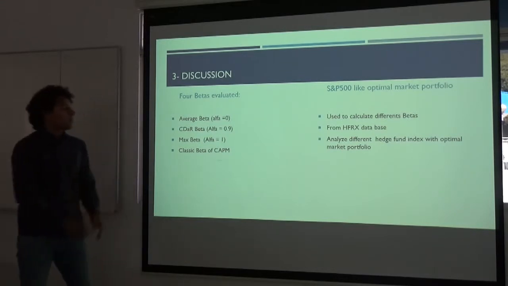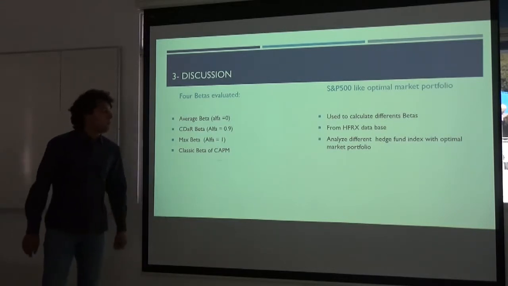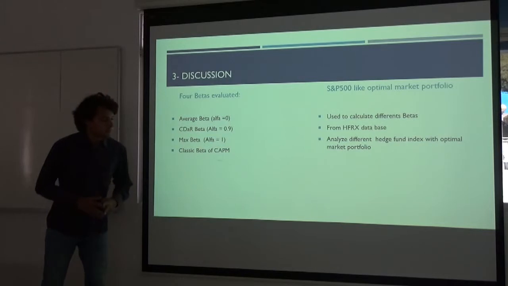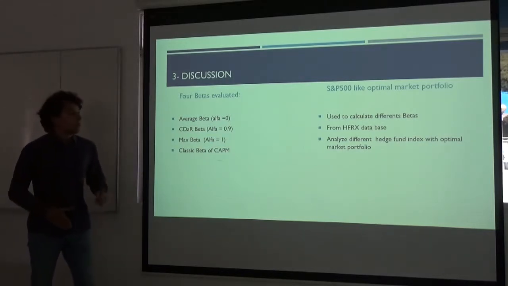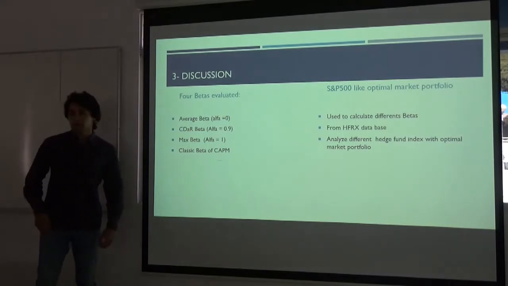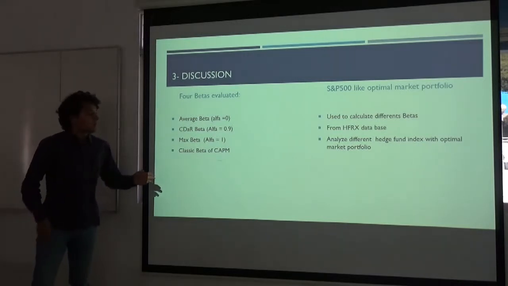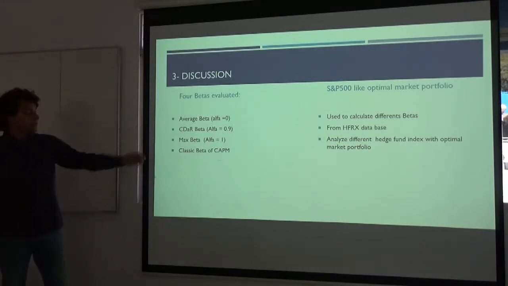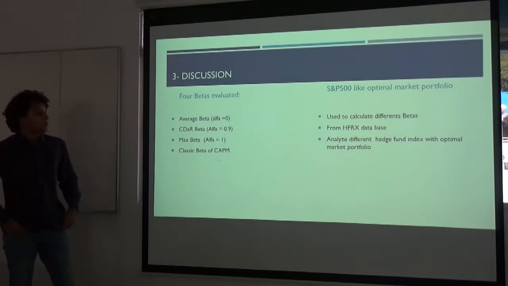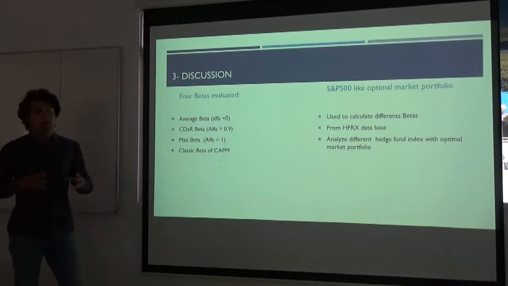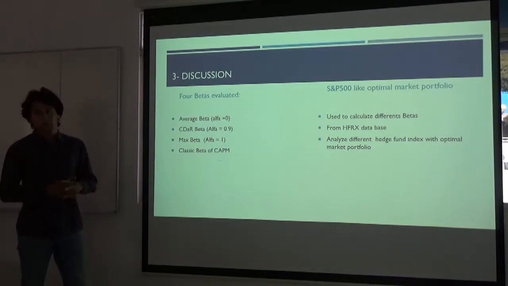Well, an example, at first the S&P 500 was taken to use like an optimal market portfolio. So that's used to calculate different betas. So from different betas and from different scenarios, and the database from each HFRX is used to compare the S&P 500 with another database with 80 dates.